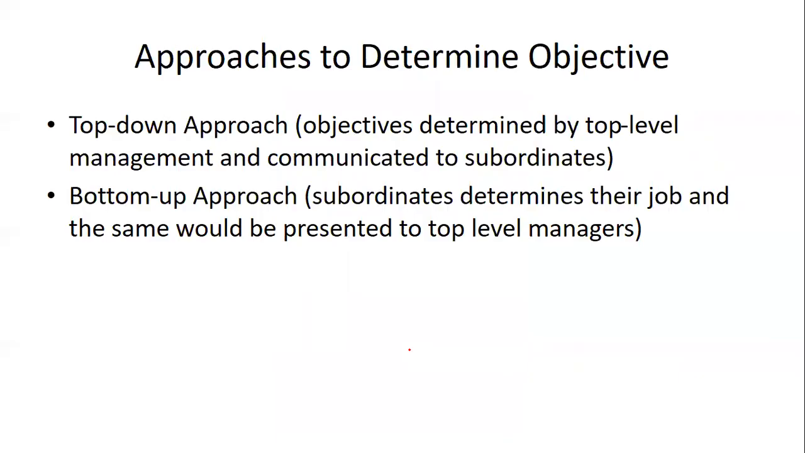Okay. Now, what are the approaches to determine the objectives? You can take a top-down approach, where the objectives are determined by the top-level people, that is management, and then communicated to subordinates. In the bottom-up approach, the subordinates determine their job and the same is presented to the top level. So one is determined and passed on, the other is suggested and passed on. So it is the top-down and bottom-up approach.